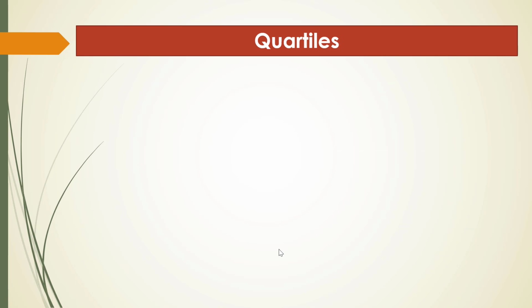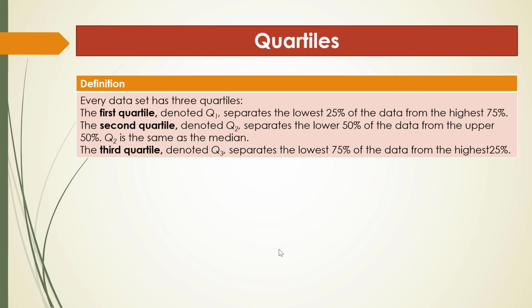Next, quartiles. What are quartiles? The definition is every dataset has 3 quartiles. The first quartile, denoted by Q1, separates the lowest 25% of the data from the highest 75%. The second quartile, denoted by Q2 or also the median, separates the lower 50% of the data from the upper 50%. So Q2 here is basically the median.